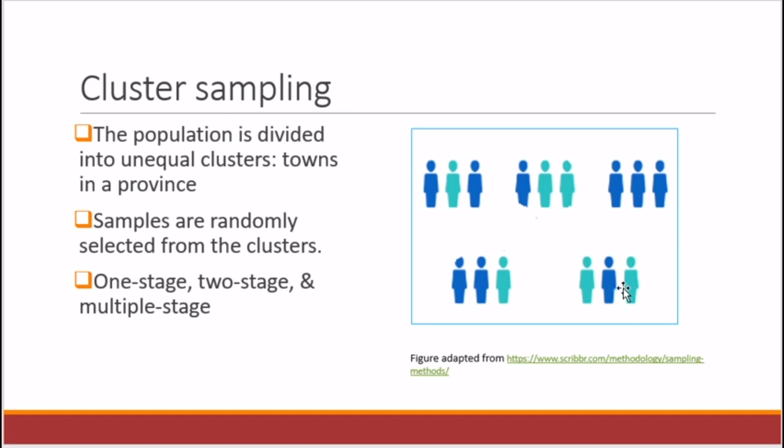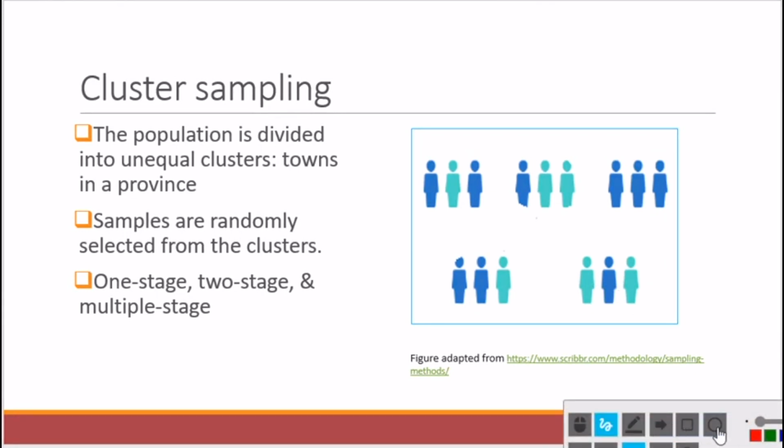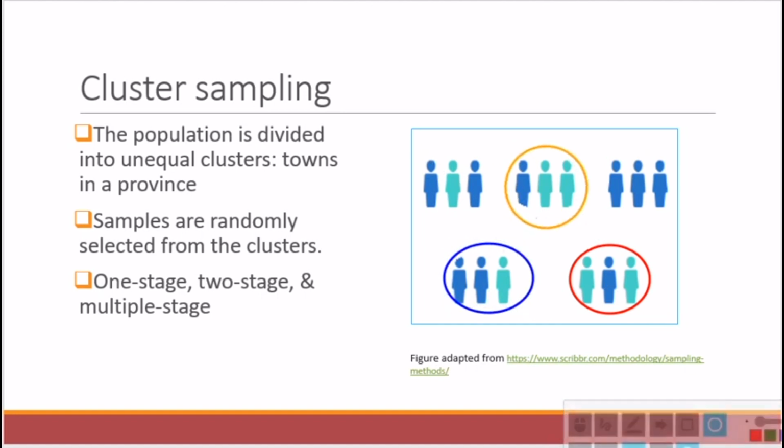Then samples are randomly selected from the clusters. From this cluster, one sample will be randomly selected, and another one from this, and yet another one from this, and another one from this cluster, and finally one from this cluster. So you're going to have 5 different clusters with 5 randomly selected samples from each. And those 5 randomly selected samples will become our sample.